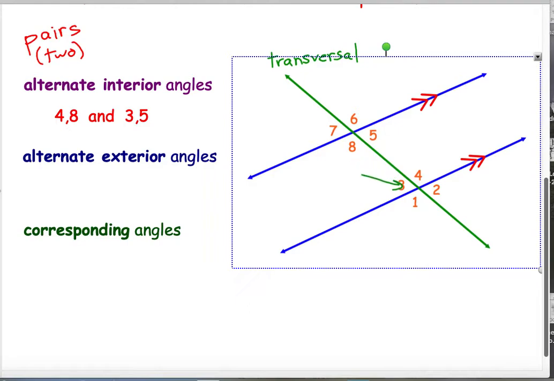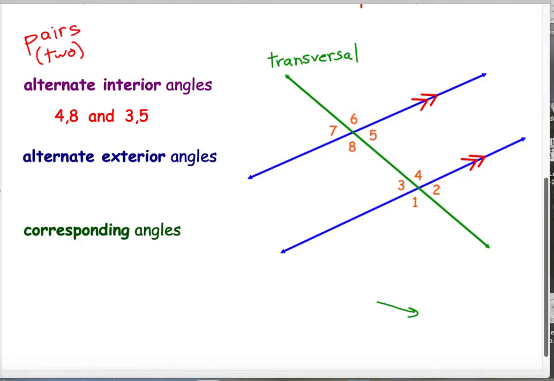Likewise, angle 6 and angle 1 would be alternate exterior because they're on alternate or opposite sides of the green transversal and they're outside the two parallel lines. So we have two pairs of alternate exterior angles. The last type are called corresponding angles.